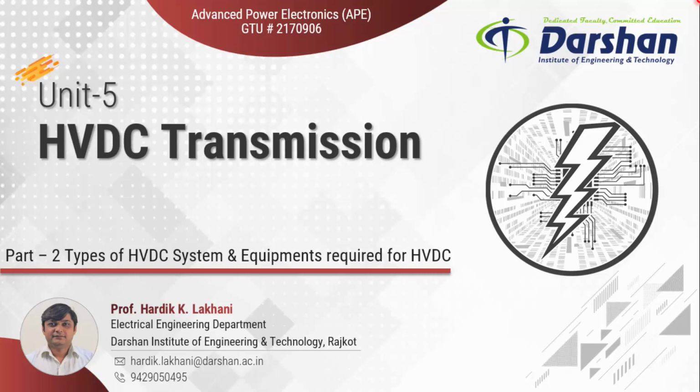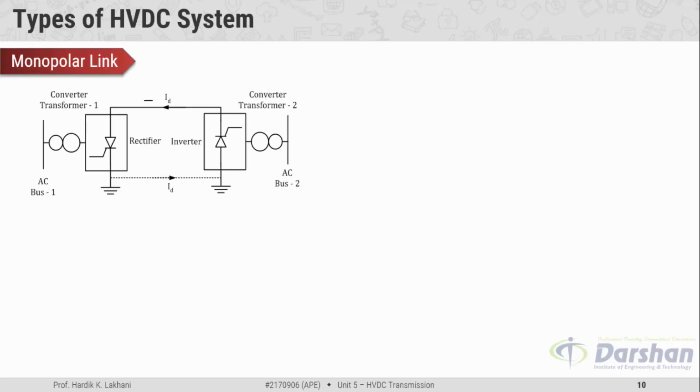Part number 2 of unit number 5, HVDC transmission, covers different types of HVDC systems and the equipment required for construction of HVDC. Types of HVDC system: the HVDC system is basically classified into three ways.